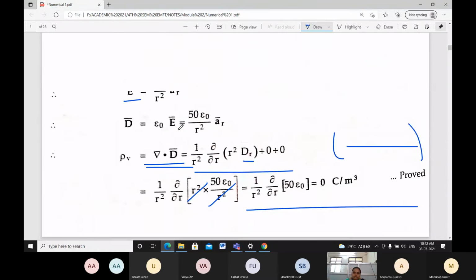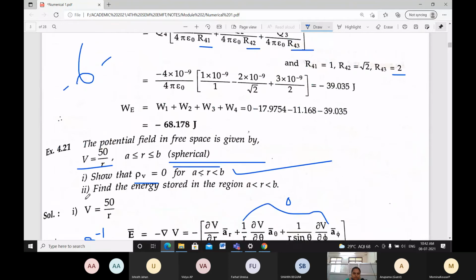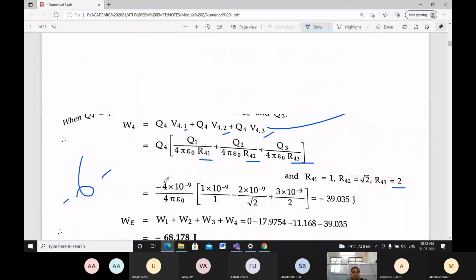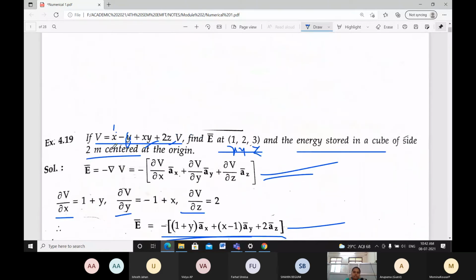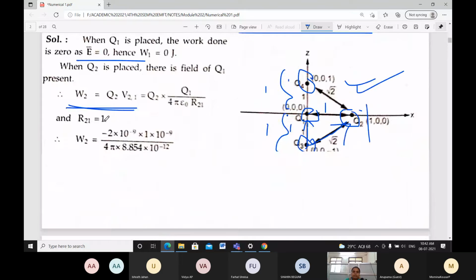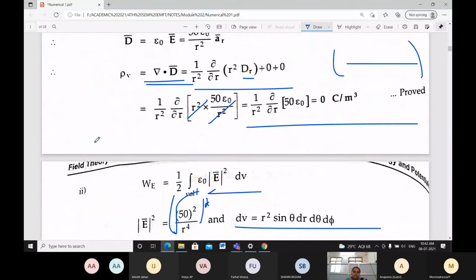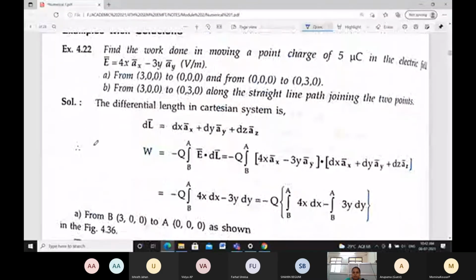This is how you have to solve the problems. Both the problems, minimum for 6 marks it will be asked in the exam. These problems are asked. The first problem was asked for 6 marks in the question paper. I already shared the question paper, you can refer to that. Next, we will go with a few more problems in a different way.